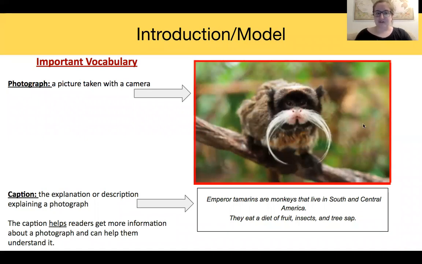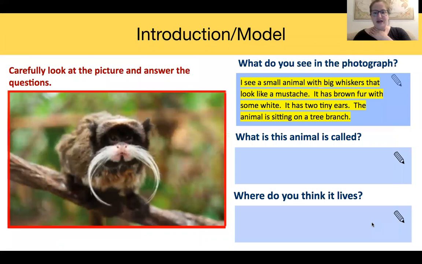This is the photograph itself, and a photograph is a picture taken with a camera. I'm going to read the caption out loud to you. Emperor tamarins are monkeys that live in South and Central America. They eat a diet of fruit, insects, and tree saps. Interesting information. That might have been helpful to tell me what this animal is called or where I thought it lives.